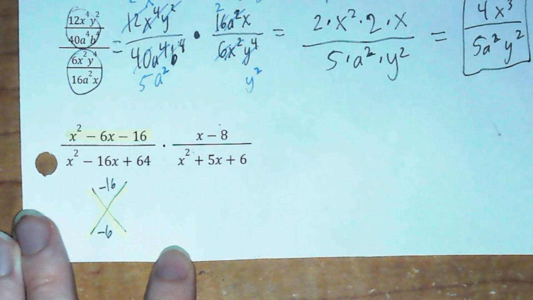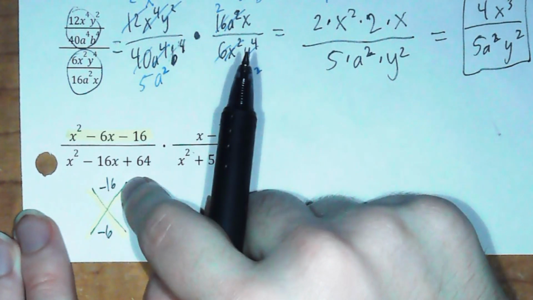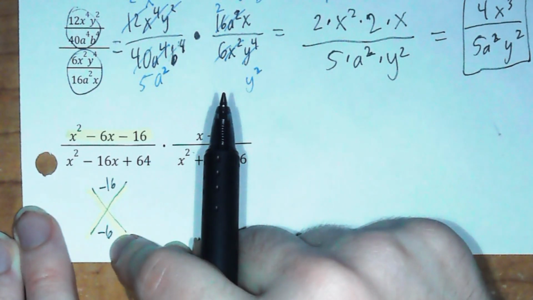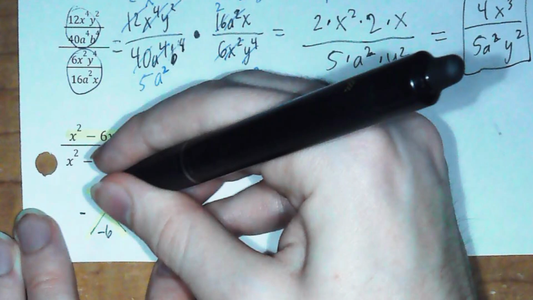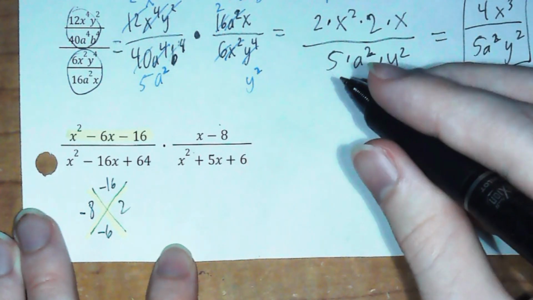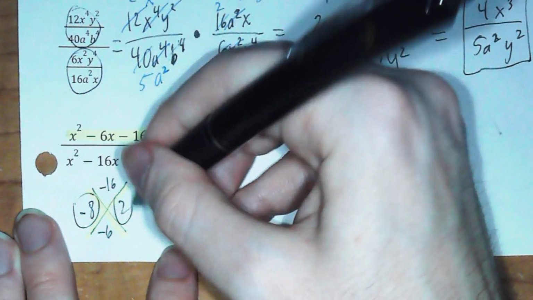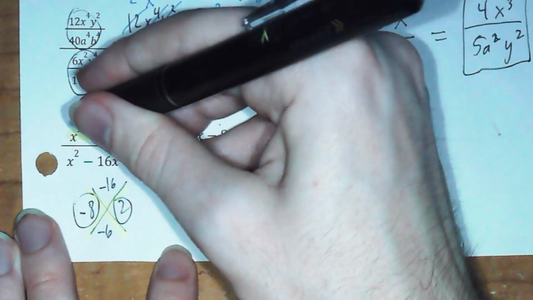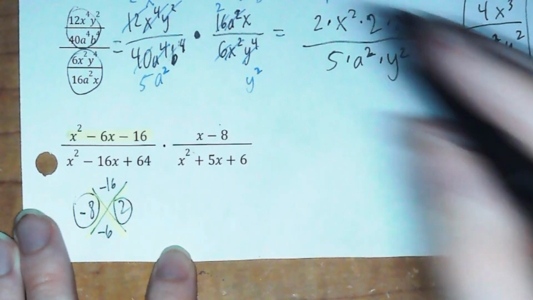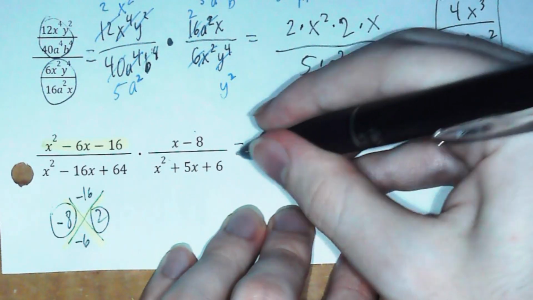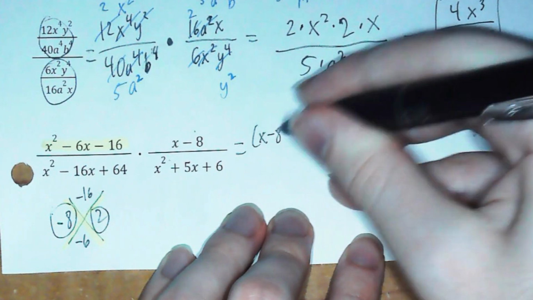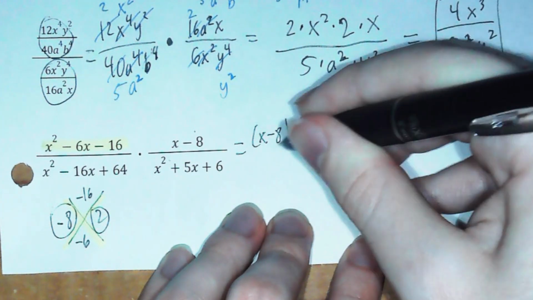Okay. So negative 16 on the top, negative 6 on the bottom. The two side numbers that multiply together to give negative 16 and add together to give negative 6 are negative 8 and positive 2. Because these are our two side numbers and the leading coefficient on this polynomial is 1, we can rewrite this top part as x minus 8 and x plus 2.